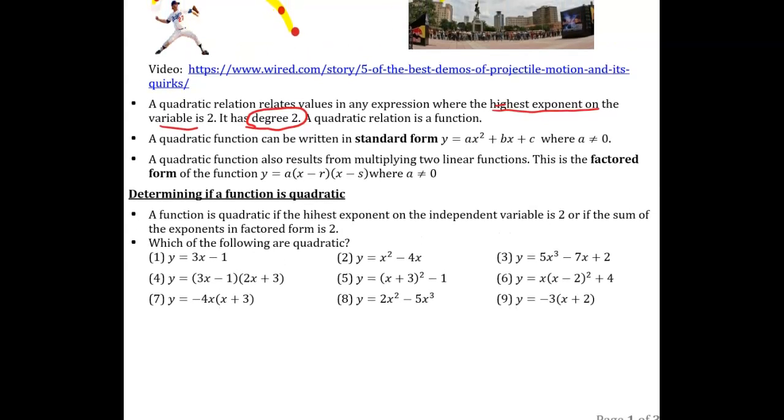Okay, so there's a couple different versions of this we're going to look at. And I'm going to open up a separate program here now in a moment. But what we're looking at is something called standard form.